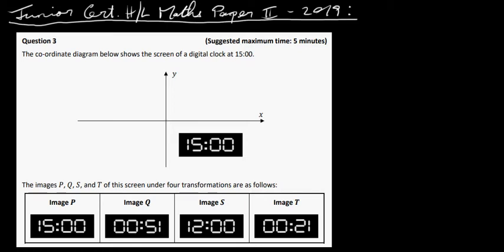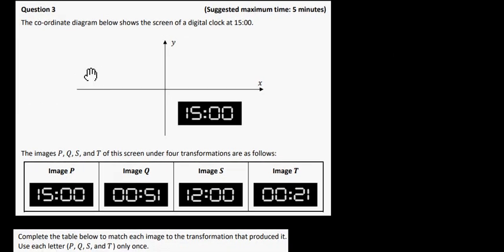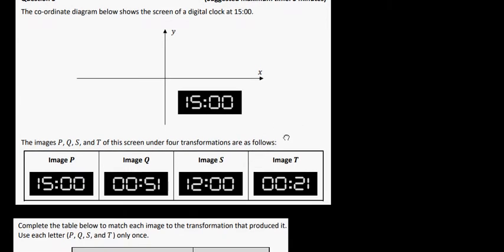Okay, so we're going to look at the Junior Certificate Higher Level Maths Paper 2 for 2019, questions 3 and 4. So question 3, the coordinate diagram below shows the screen of a digital clock at 1500 hours, at 3 o'clock in the afternoon here. The images P, Q, S and T of this screen under 4 transformations are as follows.